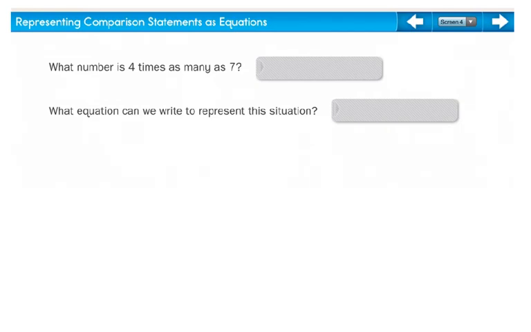On your whiteboard, let's try it now that you've watched 2 examples. On your whiteboard, please write number 1, and I want you to write the equation. What number is 4 times as many as 7? Remember, times means multiplication. What would that look like if I were going to write that as a multiplication equation?